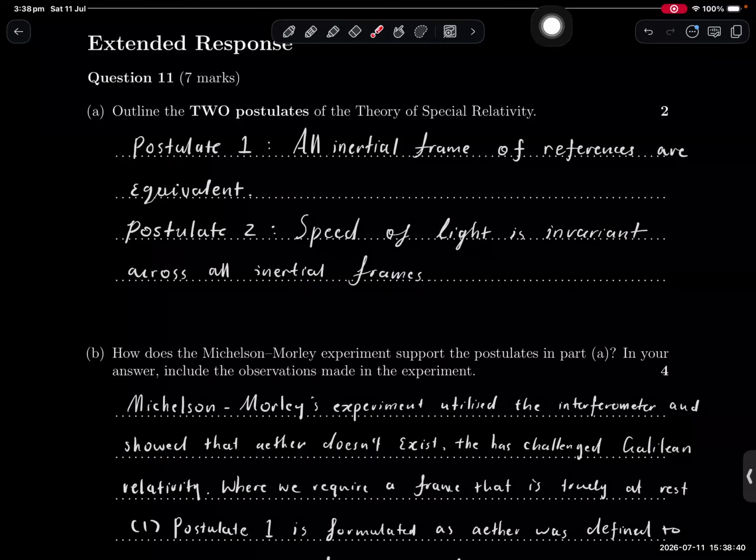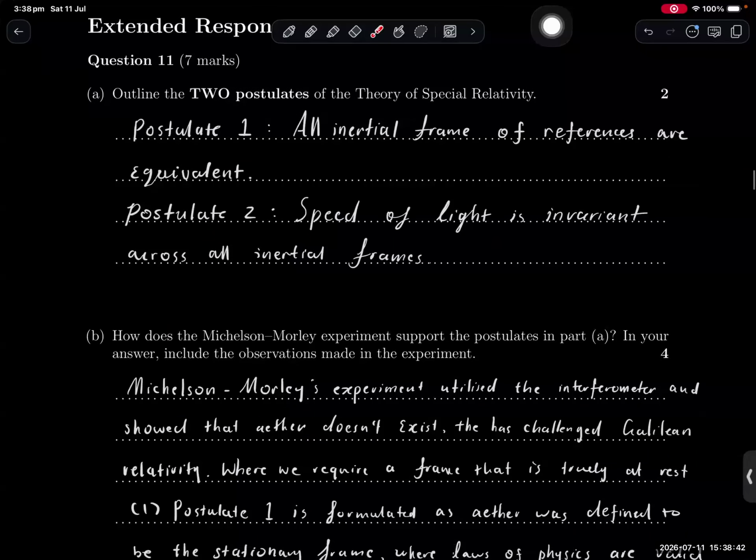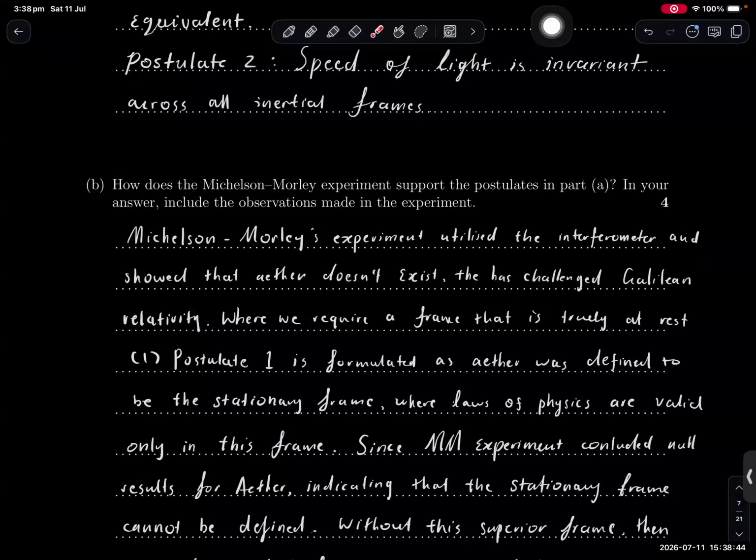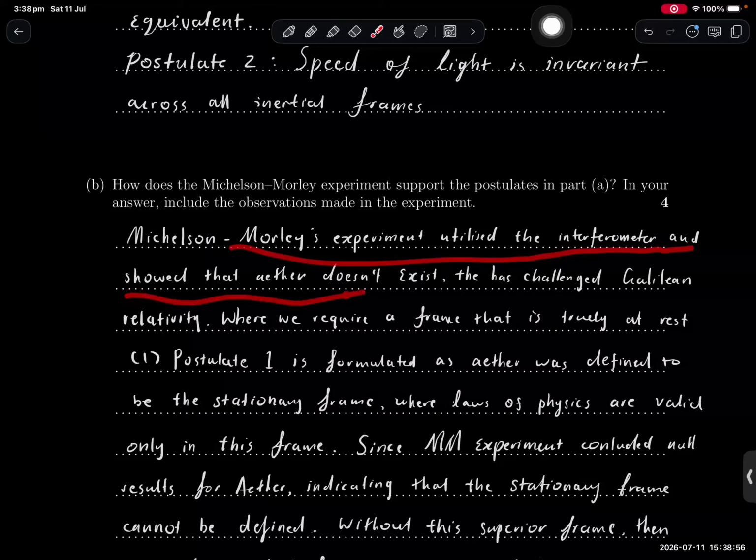Question B. How does the Michelson-Morley experiment support the postulates in part A? In your answer, include the observation made in the experiment. So, the Michelson-Morley experiment was the experiment that proved ether doesn't exist. It utilized an interferometer and showed that ether doesn't exist. This challenged Galilean relativity, where we require a frame that is truly at rest to describe physical laws.